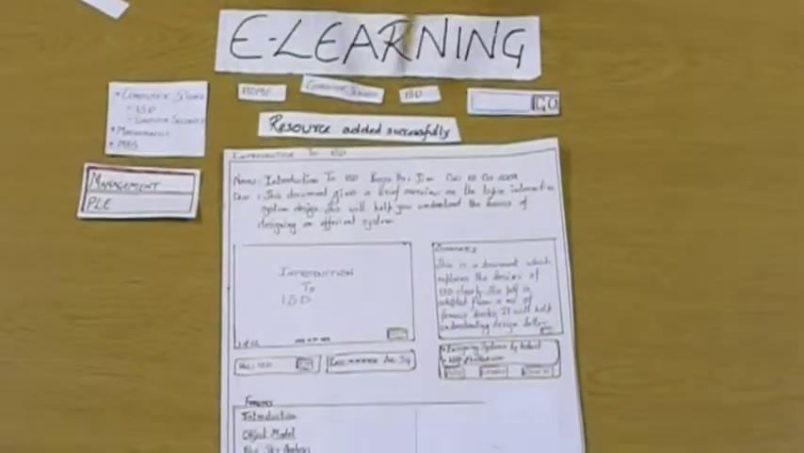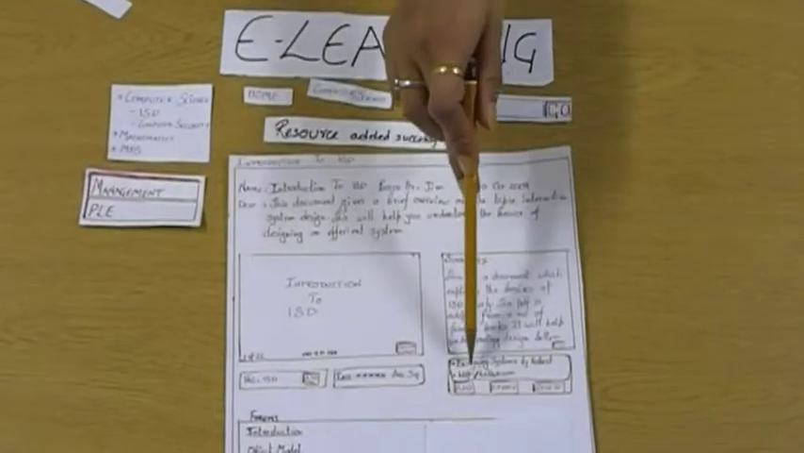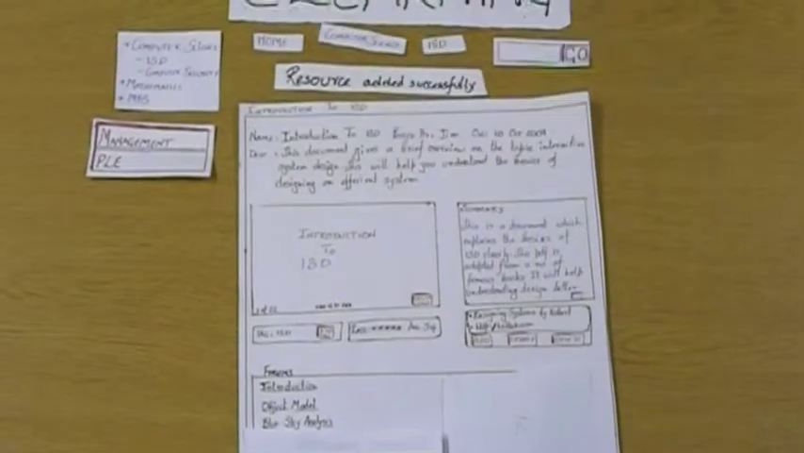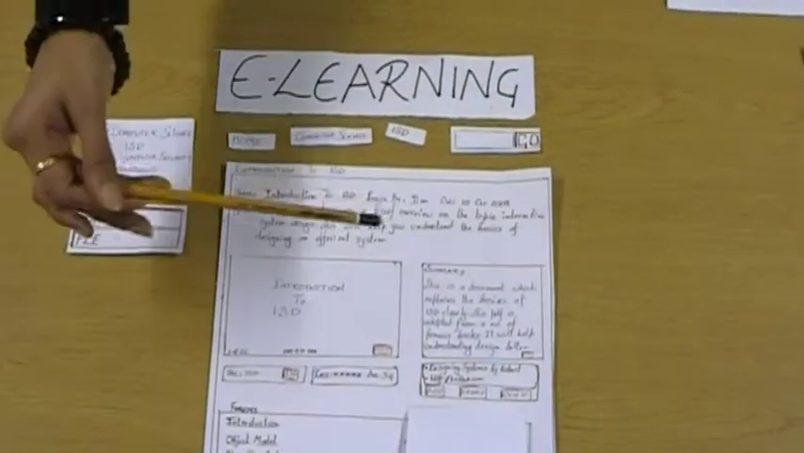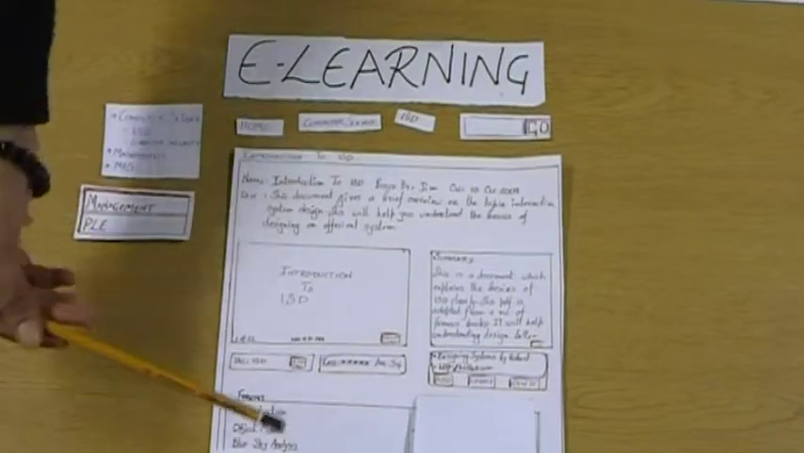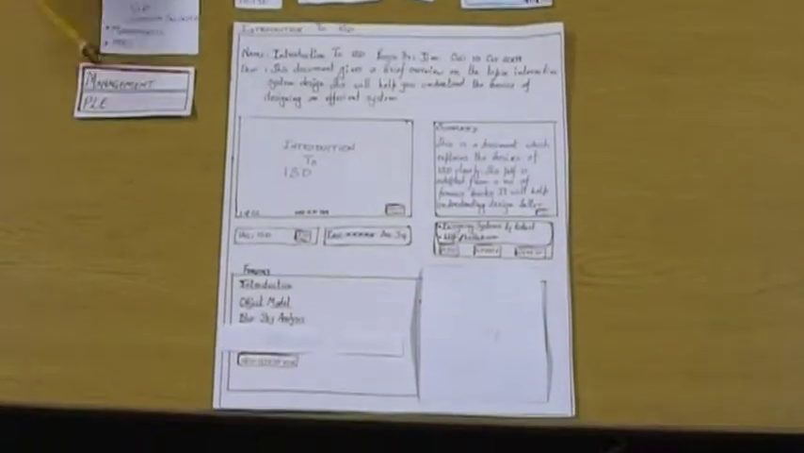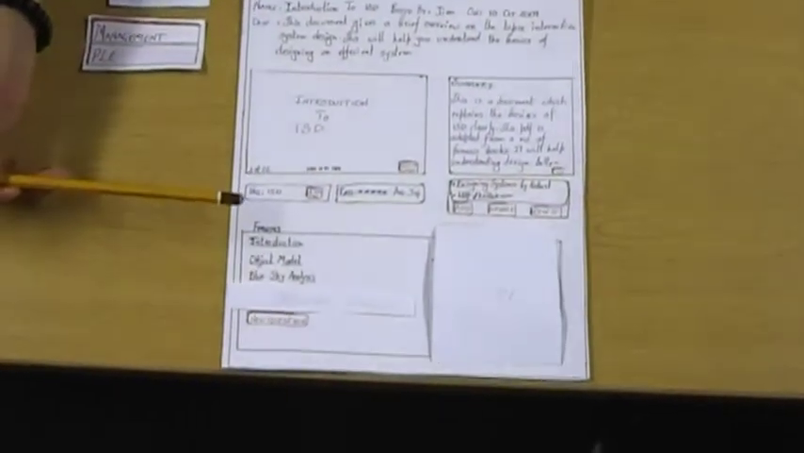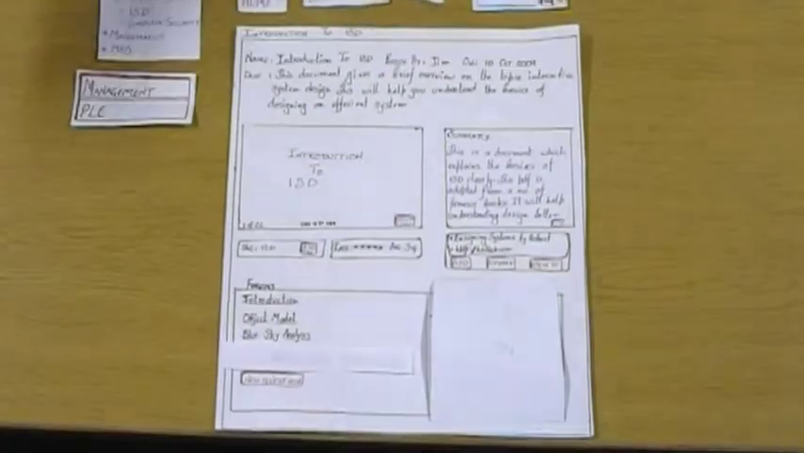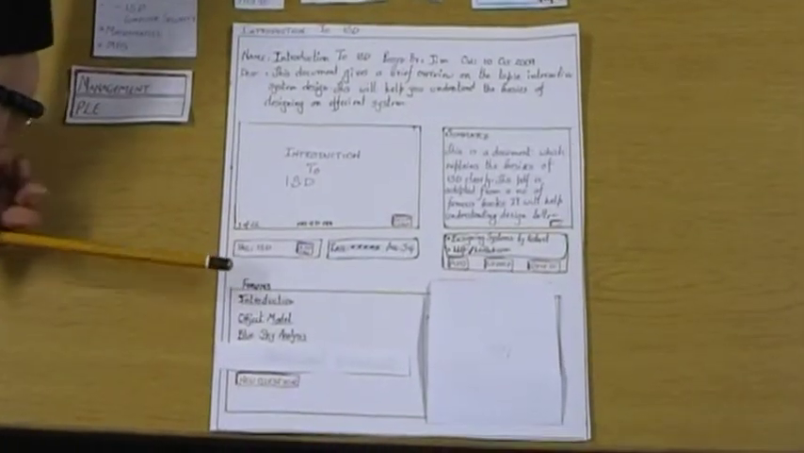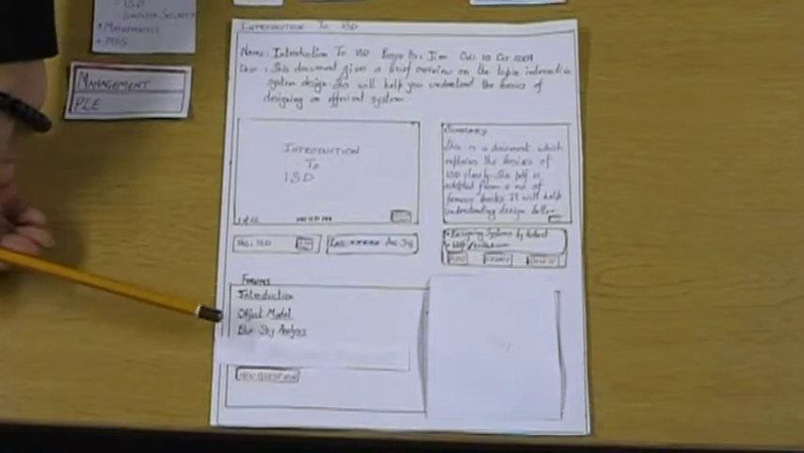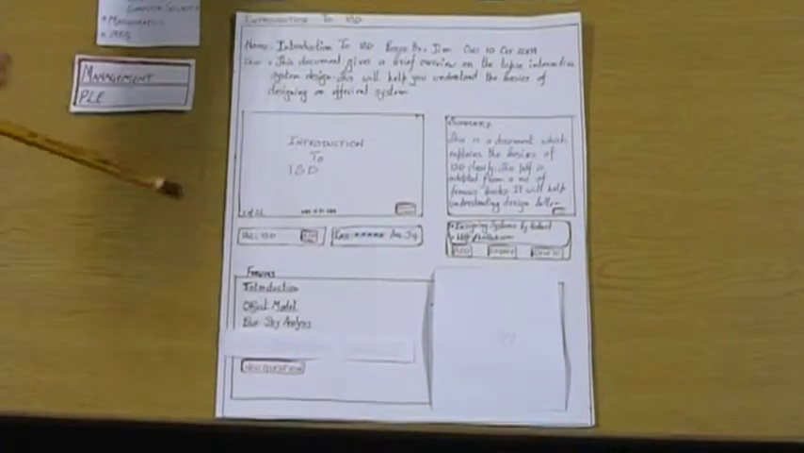Okay, it says resource added successfully, and here I can see the link. Okay, that sounds fine. Now that we have seen the upper half of this page, let's go down. What do we see? We have forums out here. There are subject lines which actually explain what the forum is about. One is just talking about the introduction, its object model, and blue sky analysis.